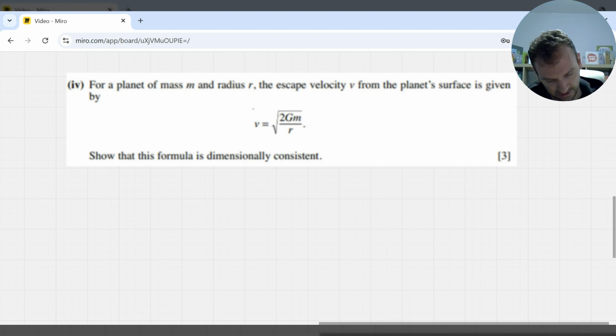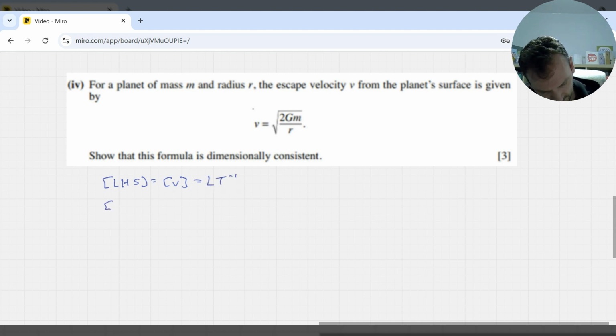Instead, I'm going to consider the dimensions of both sides. So I'm going to look at the dimensions of the left-hand side, which is just equal to dimensions of V. I'm always going to write dimensions of V. You could get away without writing dimensions of LHS if you want. And that's LT to the minus 1. We already know that from part 1.